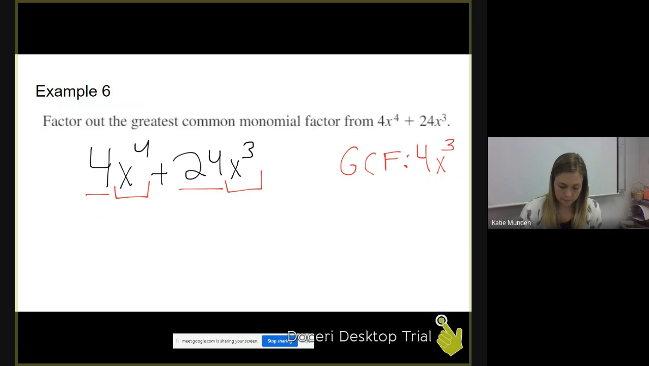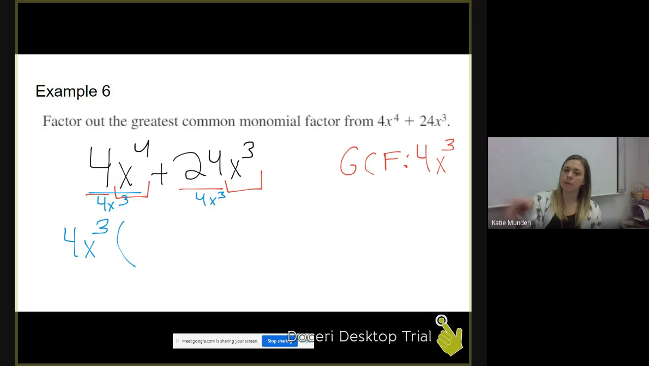Now, I want to rewrite this as a multiplication problem. So I'm going to start by writing 4x to the third first. You write your GCF first. Then I'm going to write what I would have left over if I divide each of these by 4x to the third. What we're doing when we do GCF is the opposite of distributing. You're dividing a number out to the front instead of multiplying it through.